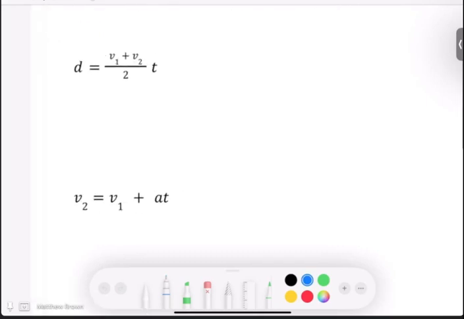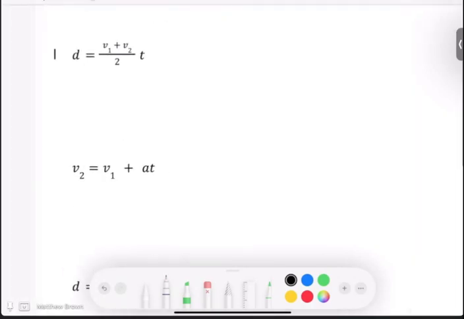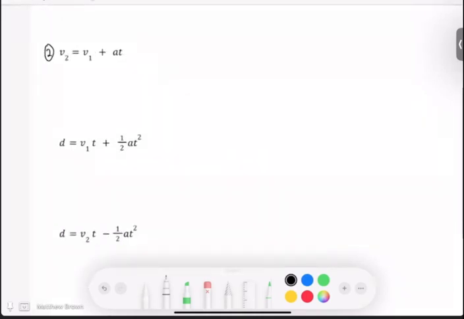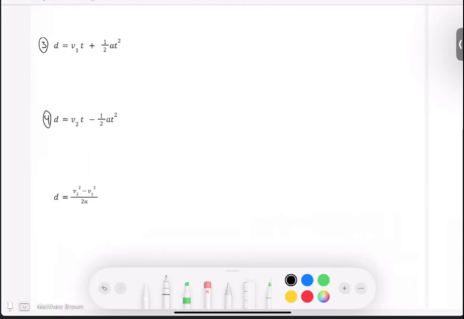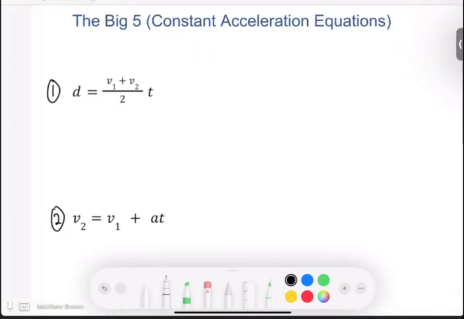So this here I will call equation... Well, I feel like I should number these. I should have maybe before, but we'll call them equation 1, 2, 3, 4, and 5.